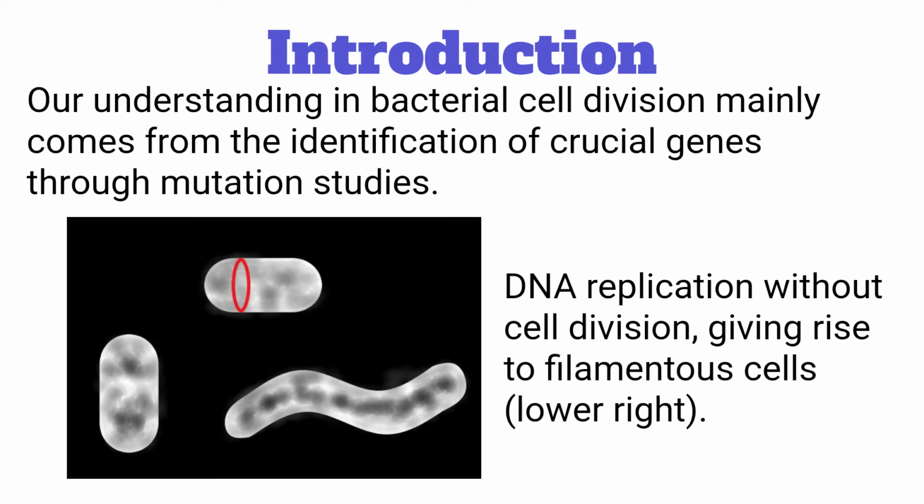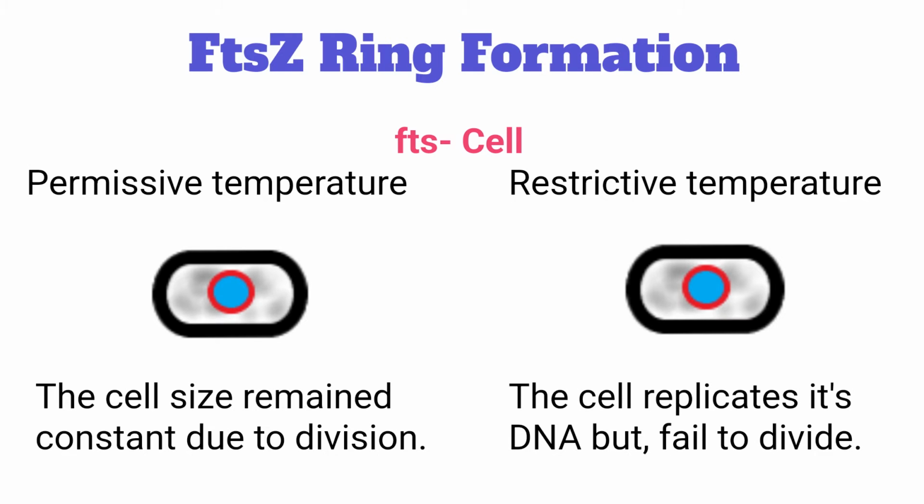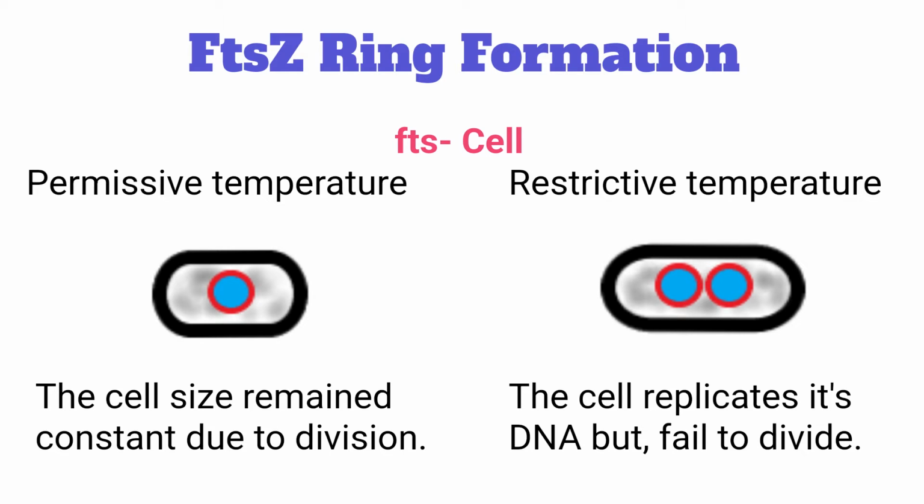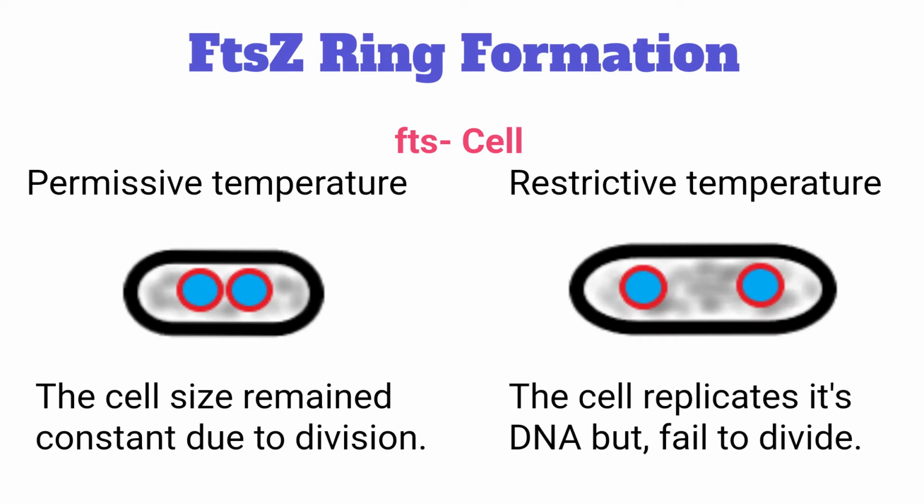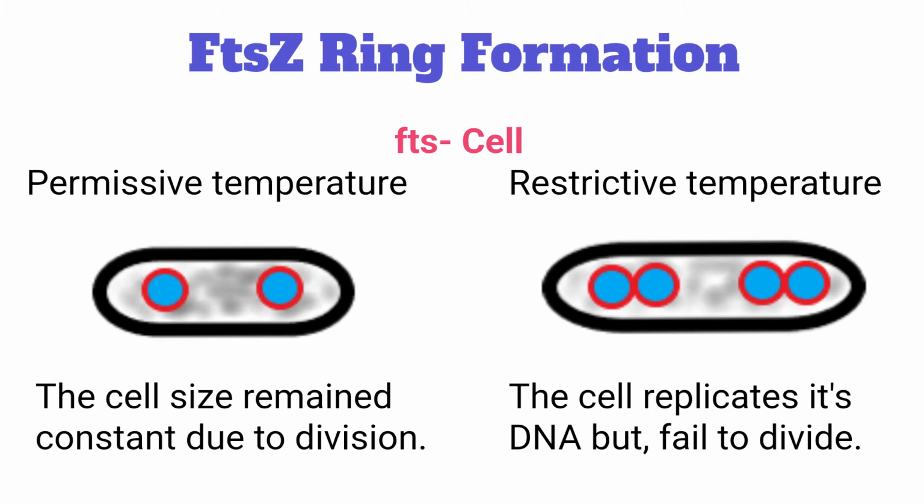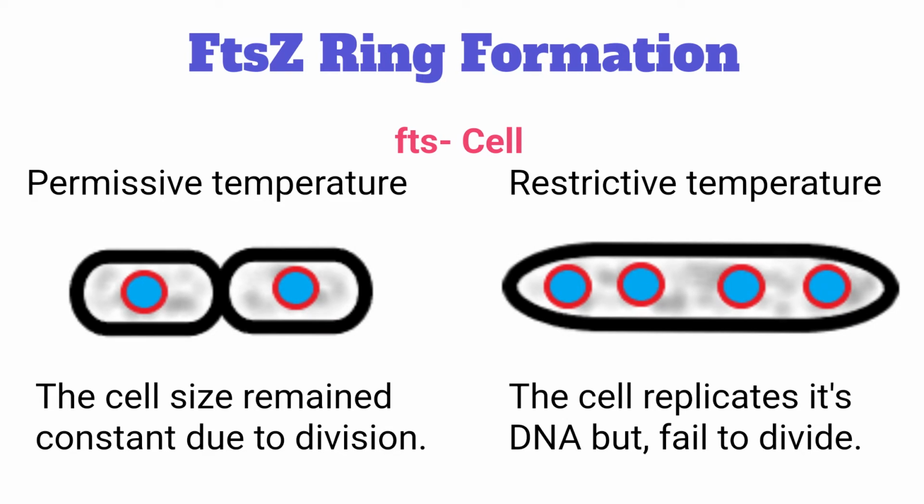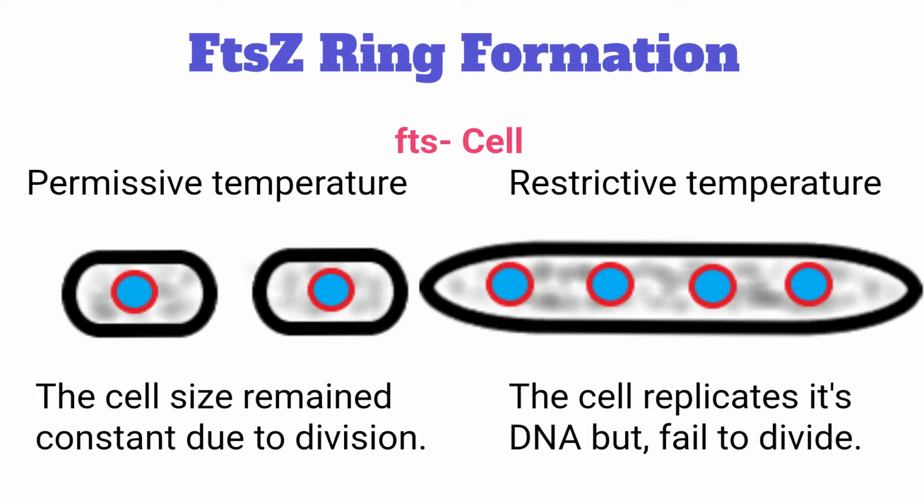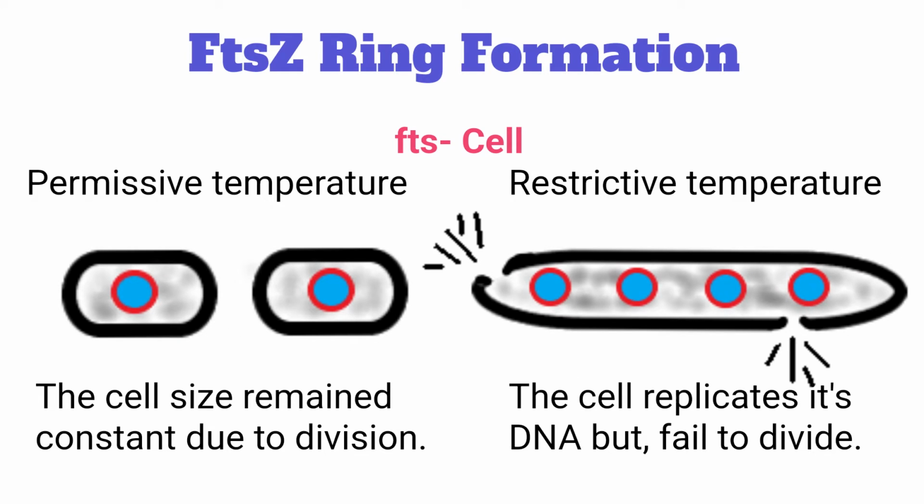A significant breakthrough in understanding bacterial cell division came from the identification of crucial genes through mutation studies. For instance, several temperature-sensitive mutant cells were isolated in E. coli that perform normal function at lower temperature but fail to divide at elevated temperature, resulting in the formation of a longer filamentous cell like this that eventually lyses. The defective genes are called Fts genes.